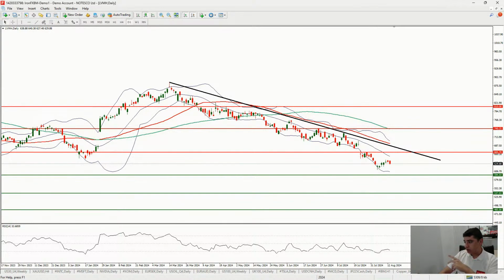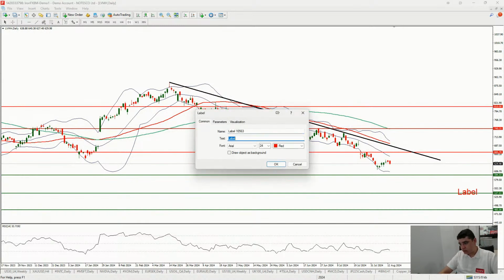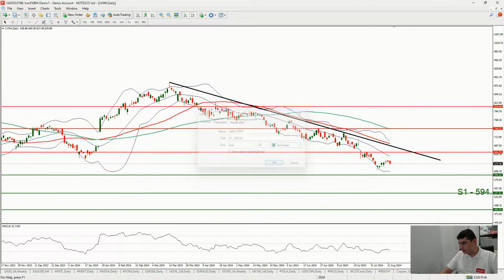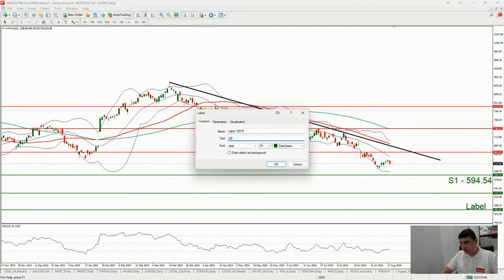So we have S1, S2, and S3. If it does break below S1, and I can see on your screens that those levels don't look very clear, so I'll be adding those text labels to make it easier. So this is S1. For S2, 537.03, but you can relatively ignore that.